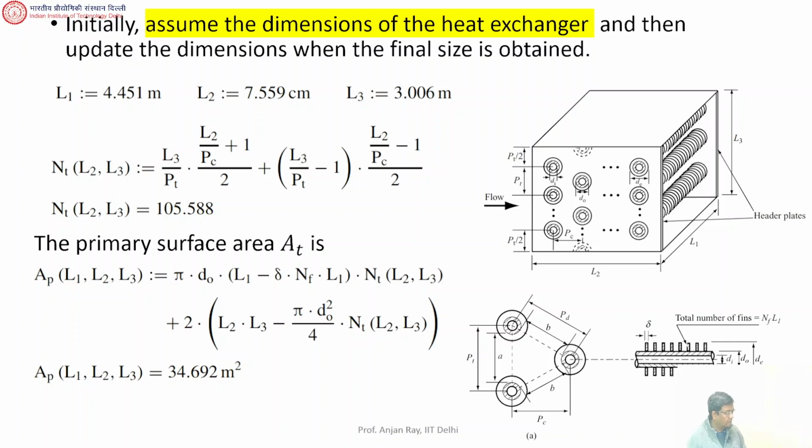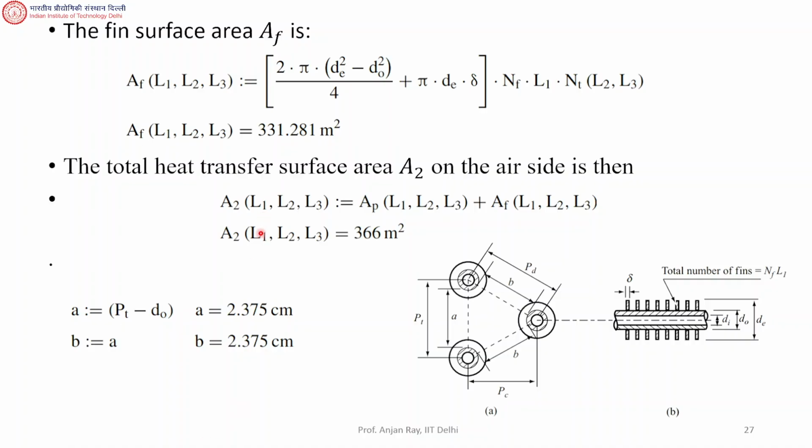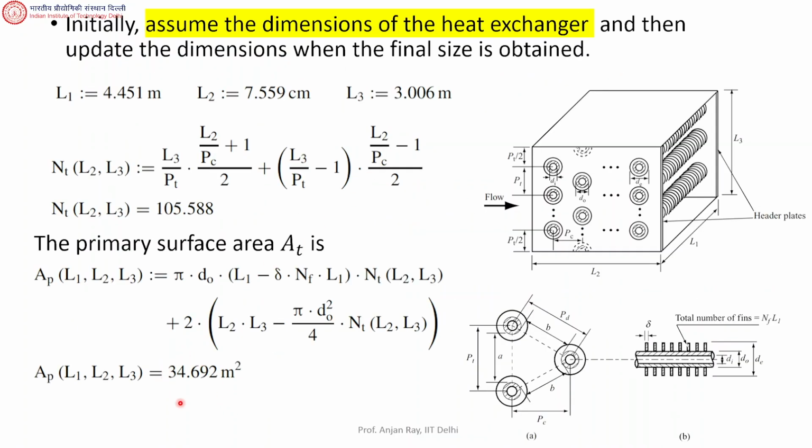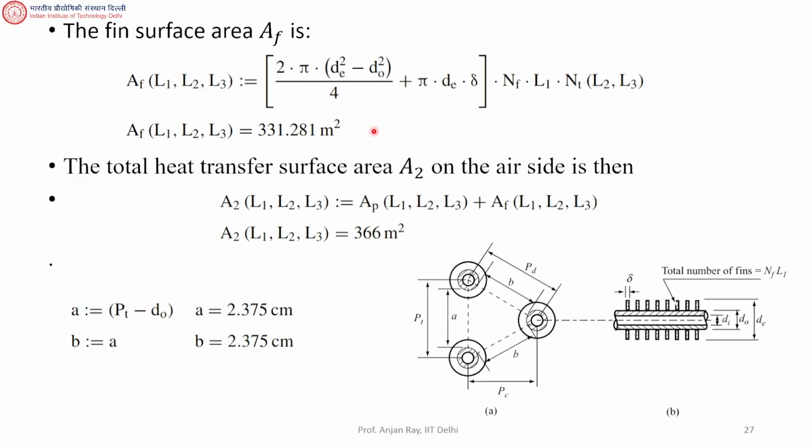And this was the calculation of the primary surface area. So this was relatively small. Then we had the fin surface area, which was much larger, almost like 10 times. Like this is 35 and this is 331, so almost 10 times.